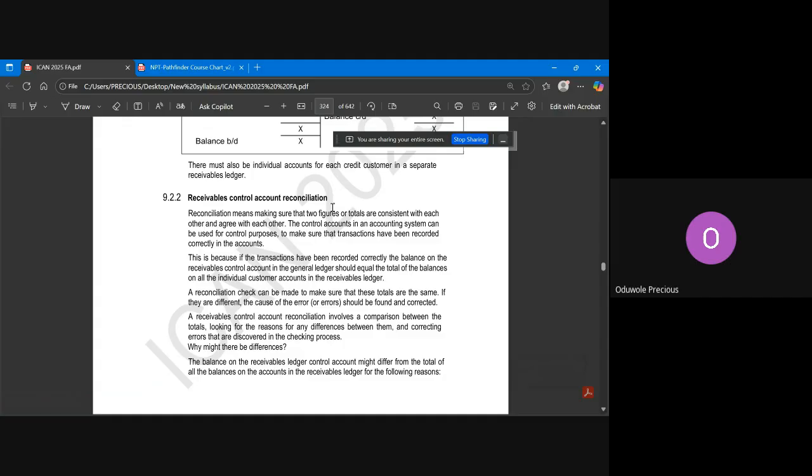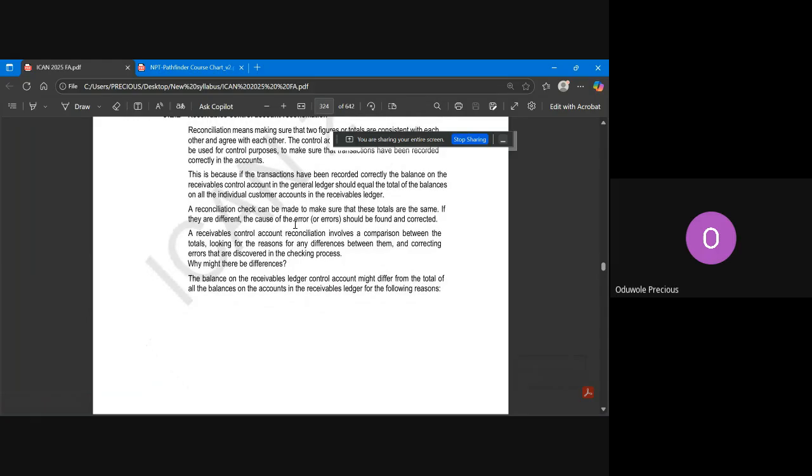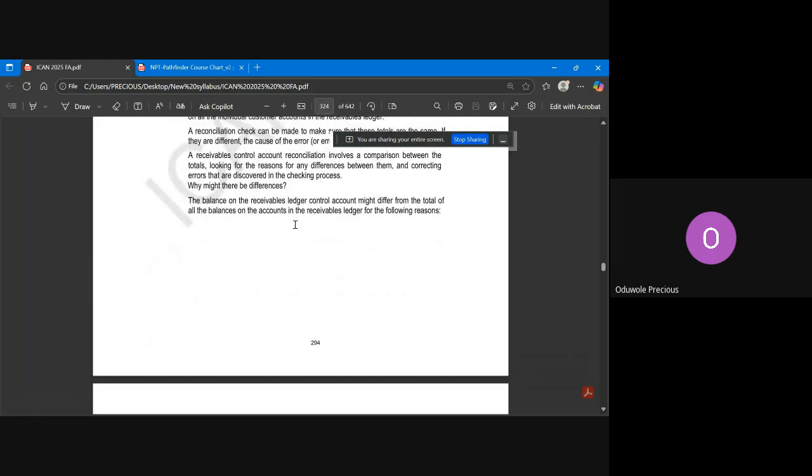When the two do not balance, it's just like bank reconciliation statements, when the bank statement is not reconciled with the cash book. But this one is the figure in the control account not being the same as the one in the ledger. So there will have to be a reconciliation.